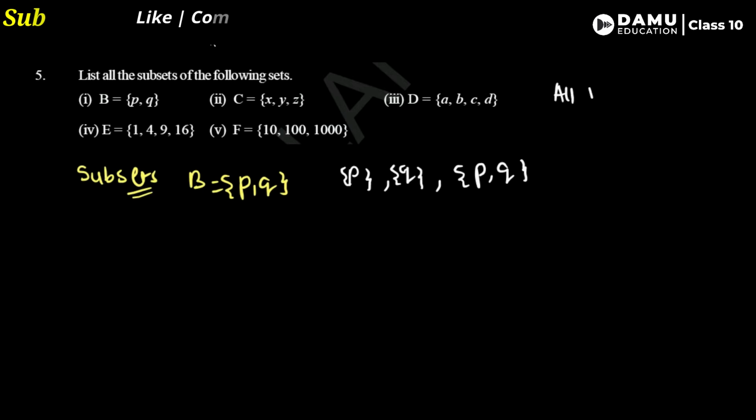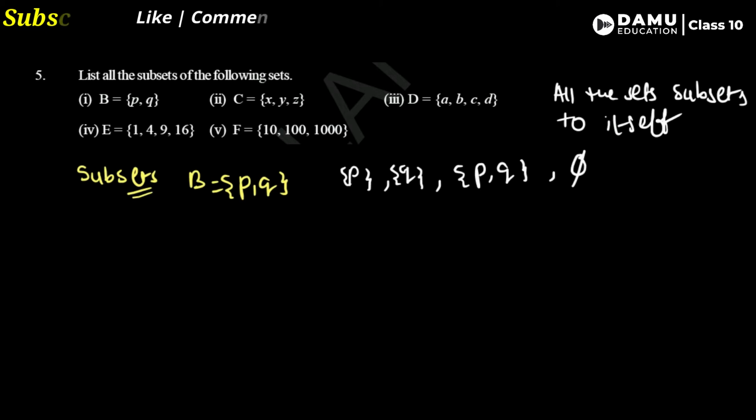All the sets are subsets of themselves. Then {P, Q}, and phi, the empty set, is also a subset of all sets. Then C, what is that? {X, Y, Z}. So here it is combinations: X, Y, Y, Z, all the things.